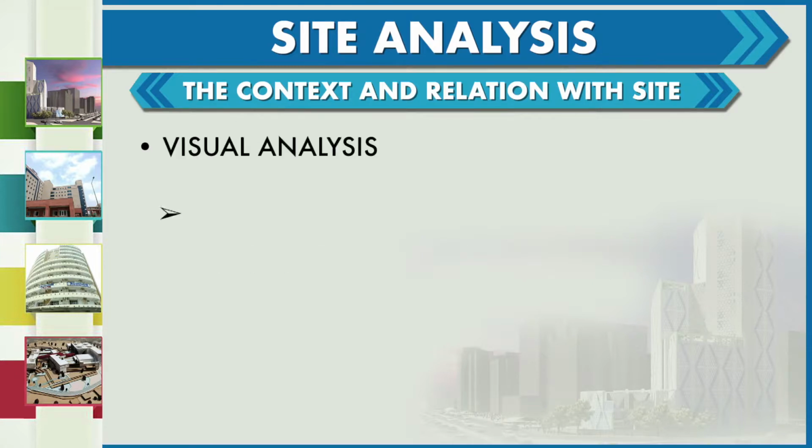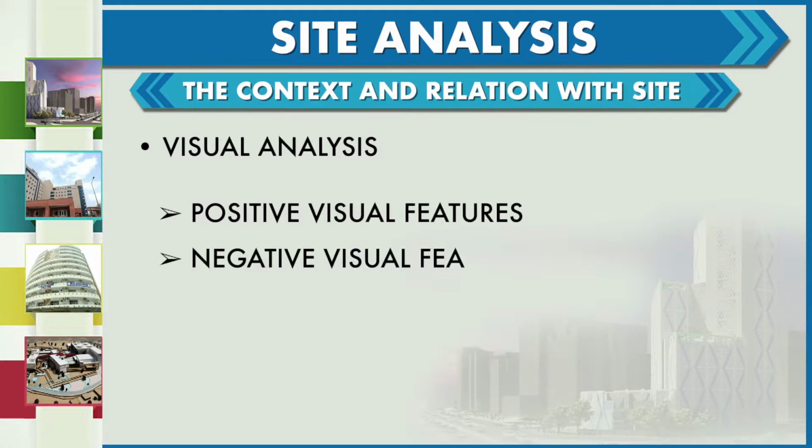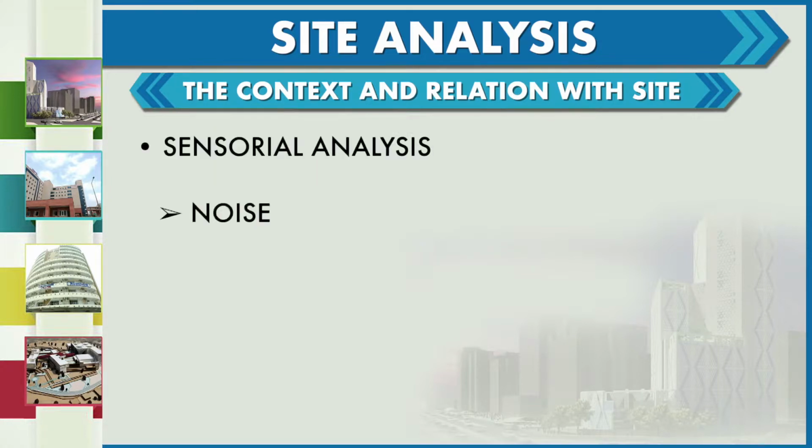The fourth one is visual analysis. It includes the identification of various visual features in positive and negative in nature. The fifth one is sensorial analysis, which includes the identification of certain features which have certain kind of noise or smell. If we talk about noise, then the nearby factories can be one of the major element of the noise and the dump yard nearby can be one of the major element of the smell.